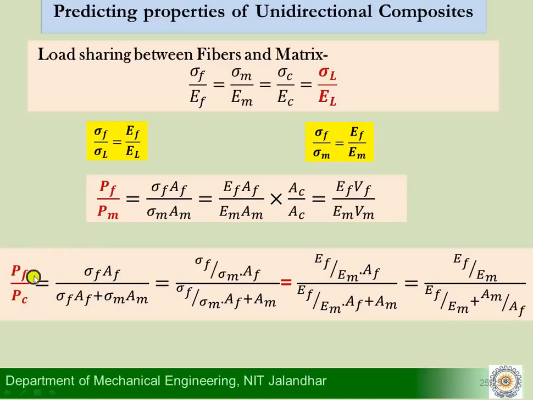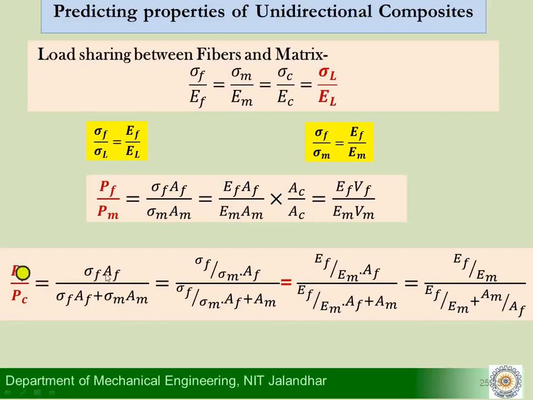Okay. Next, I may be interested to find out what is the ratio of PF to PC, that is the load taken by the fiber to the total load taken by the composite material. So we applied load PC onto the composite material, and we have said that that load is shared between the fiber load, that is PF, and some of it is taken by the matrix also, that we say is PM. So what is the ratio of the load taken by the fiber to the total load applied on the composite?